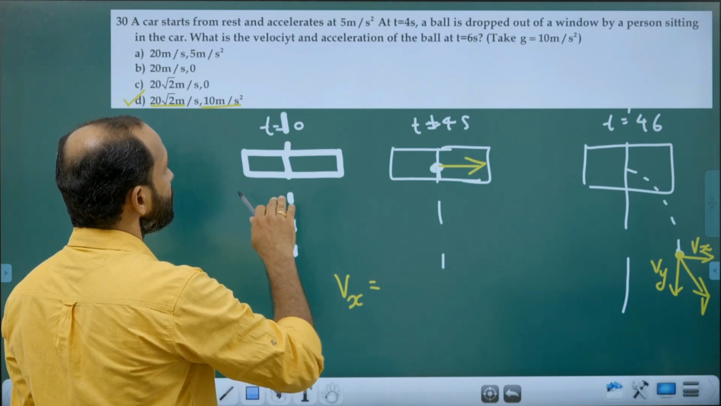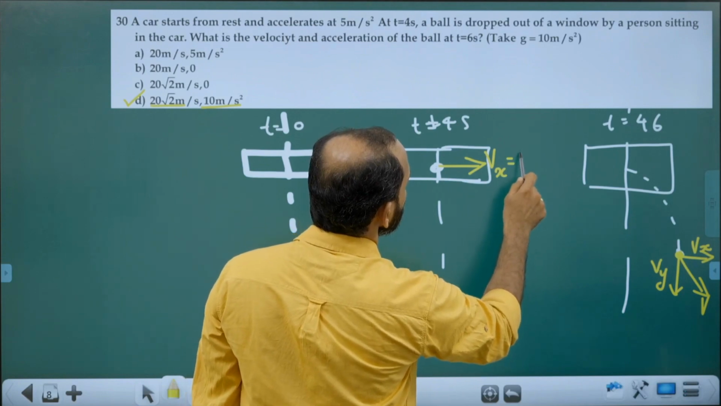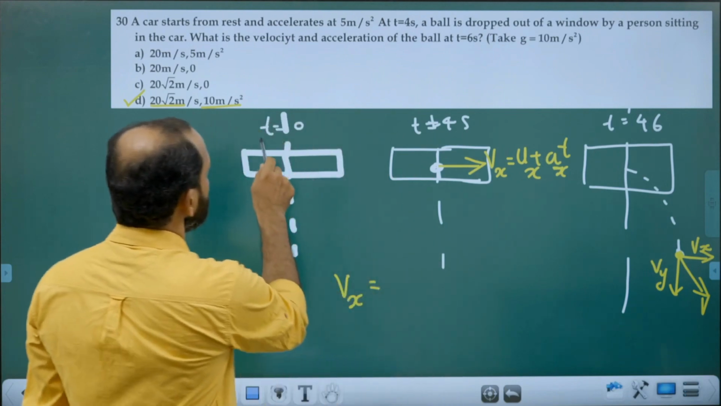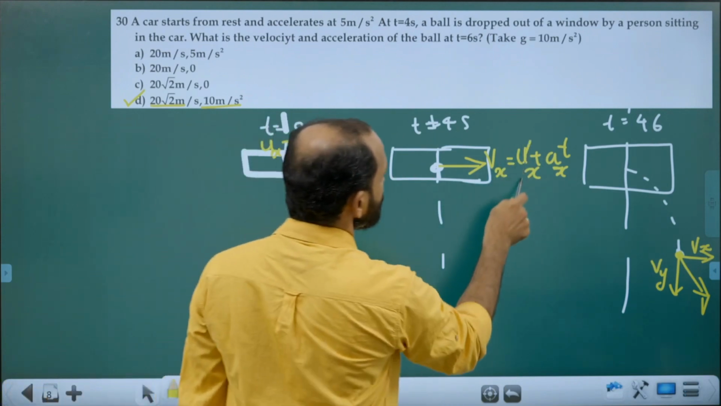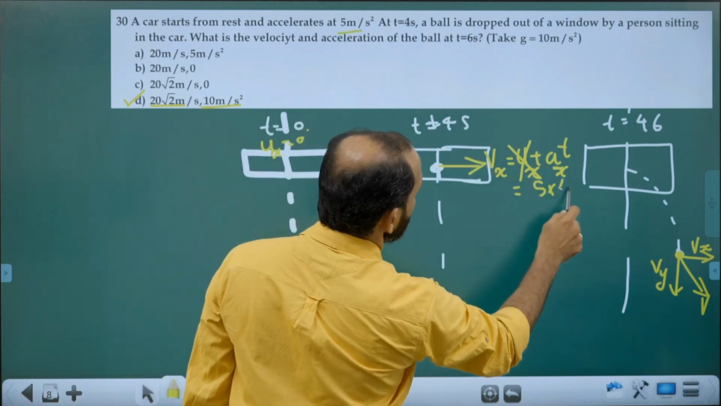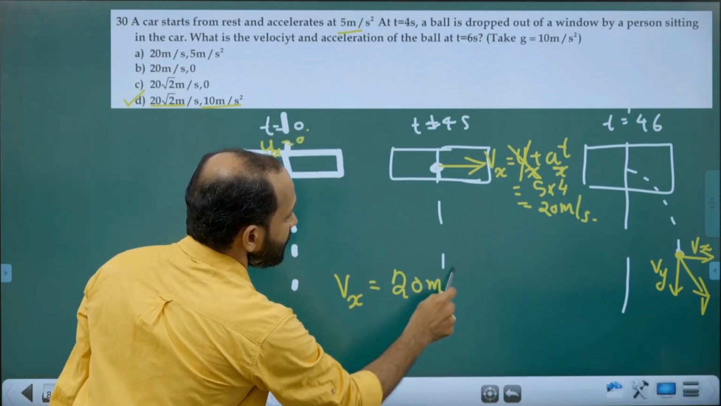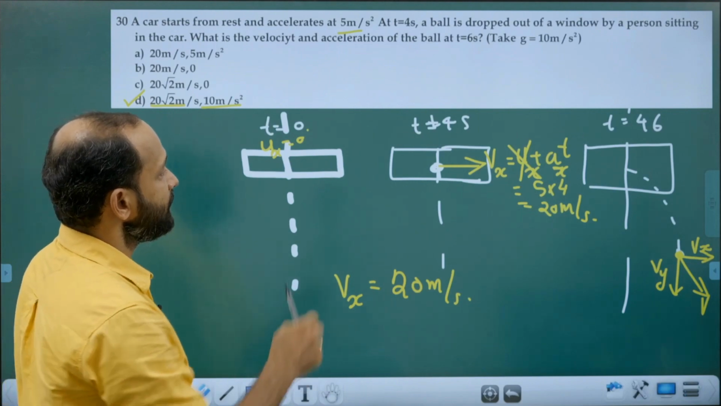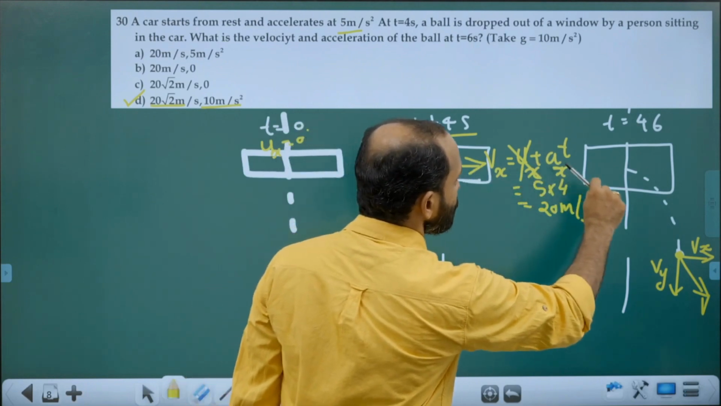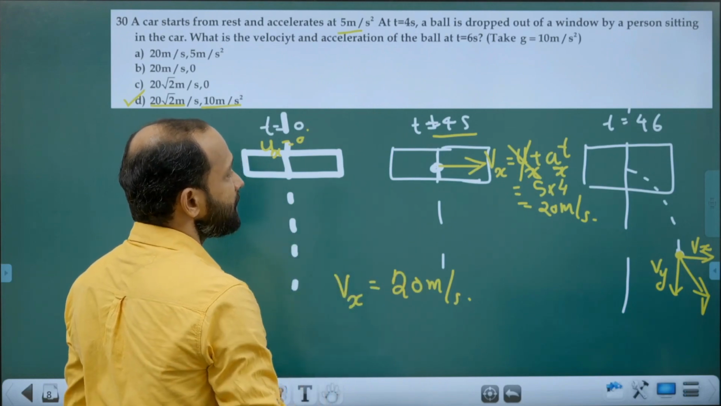The train was moving with a constant acceleration. After 4 seconds, the velocity of the train is u plus at. You can use ux plus ax into t. The train initially starts from rest, that is why ux is 0, and ax is given as 5. So 5 into 4, that is equal to 20 meter per second. That is the horizontal component of velocity of the ball when it was just dropped at t equal to 4 seconds. It keeps the same horizontal component of velocity as it doesn't have any horizontal acceleration after being left by the person in the train.